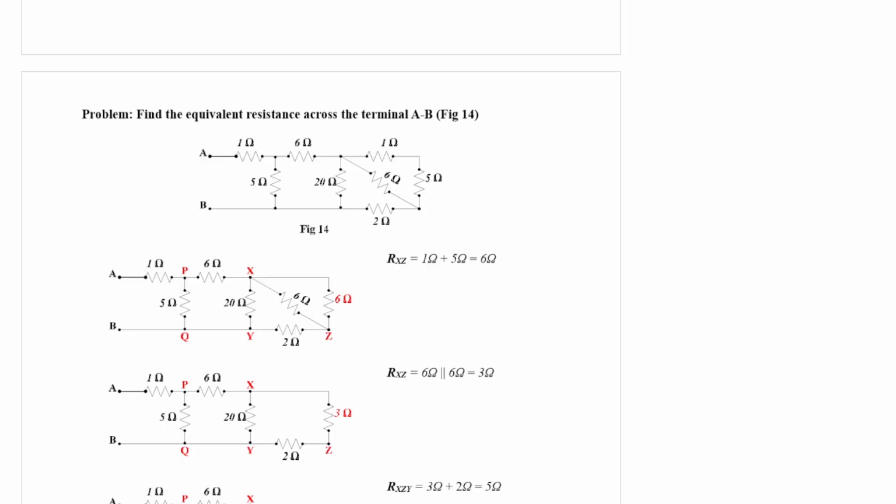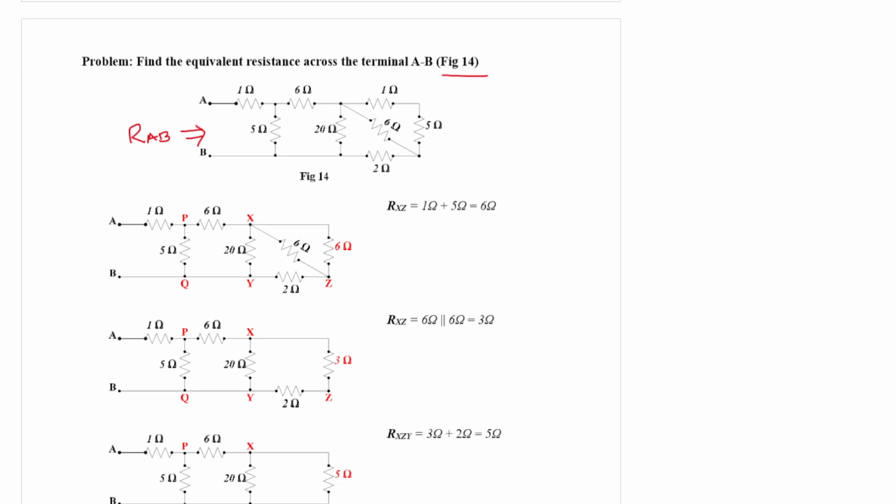So let us consider our first problem. Let us consider figure 14. So we have a very complex network containing several resistances. Now it is to be found, what is the resistance with respect to the AB terminal. So we have a 1 ohm resistor, a 5 ohm resistor, a 6 ohm resistor, and so on. A lot of resistances are there. So we need to find out the resistance with respect to AB.